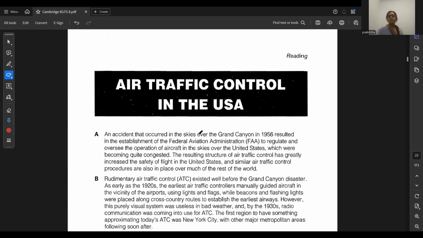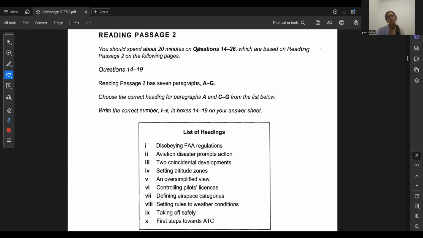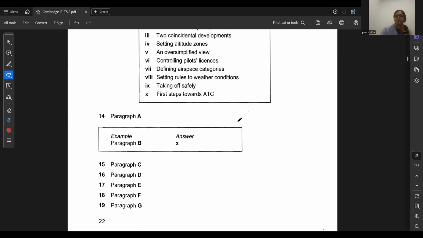Then we have reading passage 2, questions 14 to 19. It has 7 paragraphs, A to G. Choose the correct heading for paragraphs A and C to G from the list below. Write the correct number, 1 to 10, in boxes 14 to 19 on your answer sheet. Okay.